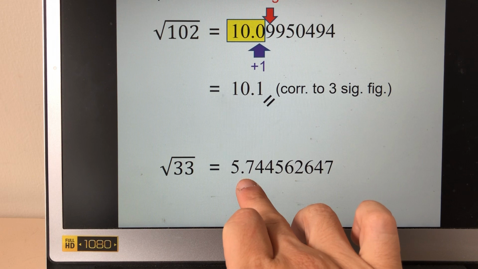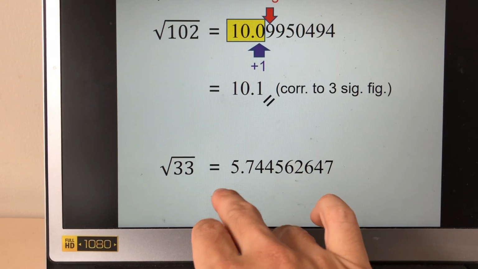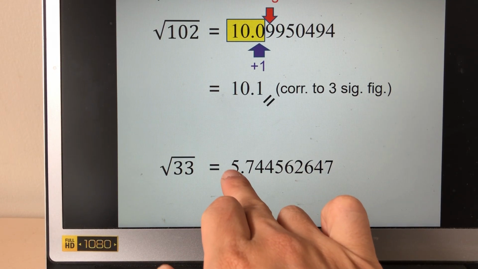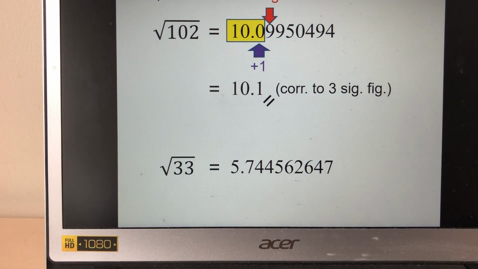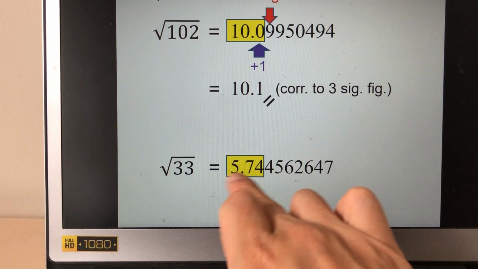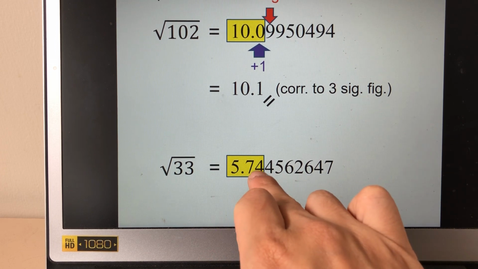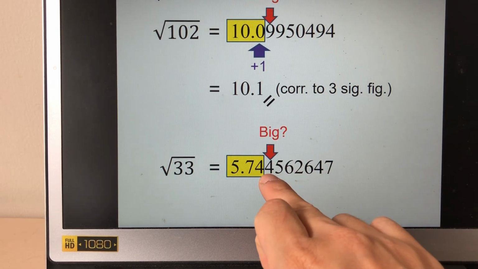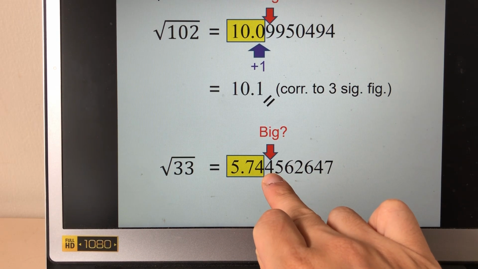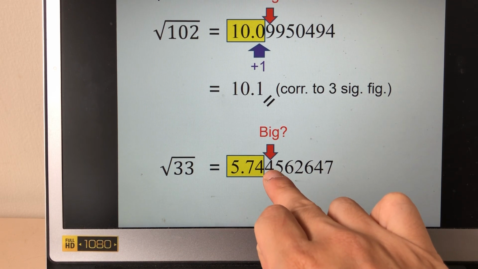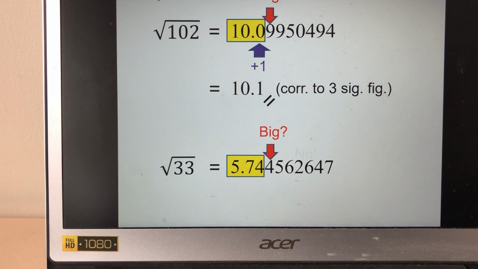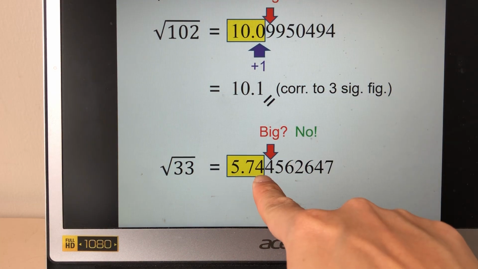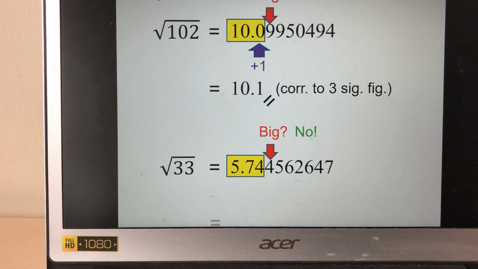So let's see what are the first 3 non-zero numbers. Starting from the first non-zero number, we have to count 1, 2, 3. So we're gonna use these 3 numbers. And then before you continue, you have to check what is the next number. Is this number big enough? So do you remember what does it mean by big enough? When it is 5 or more than 5, it is big enough. So what about this? No, it is not big enough. 4 is not big enough. Therefore, do we need to add 1? No need, we do not need to add 1.